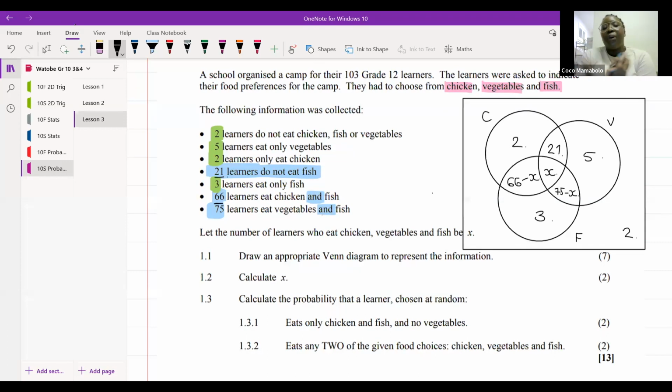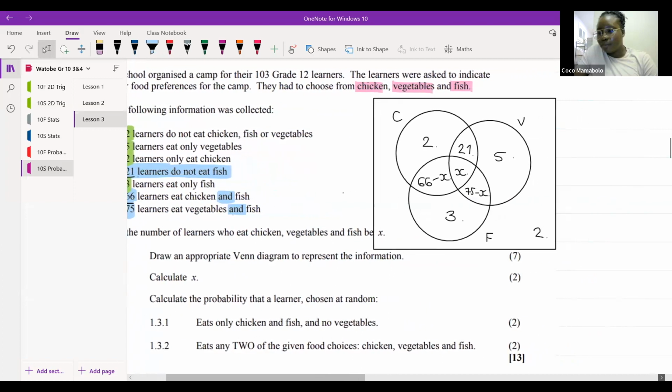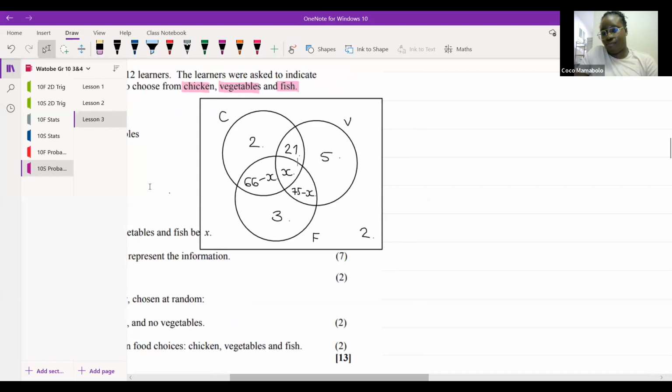Our job is to find X. How do we find X? We write all the numbers equals to X. So 2 plus 21 plus 5 plus 3 plus 66 minus X plus 75 minus X.